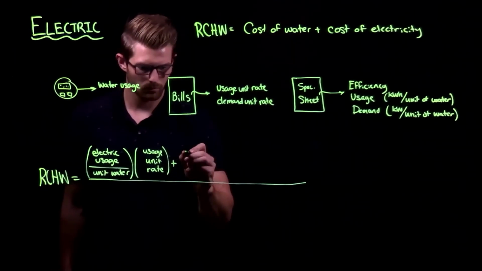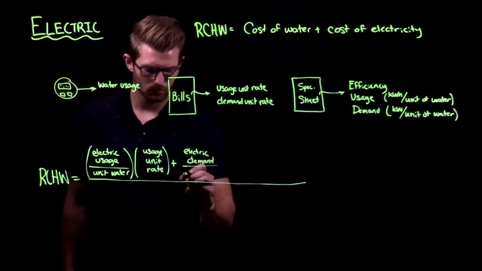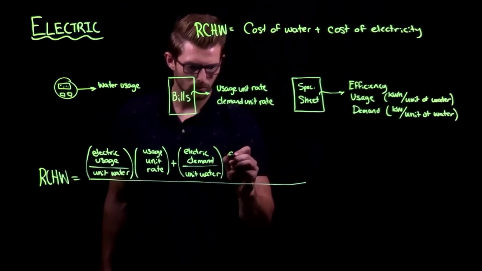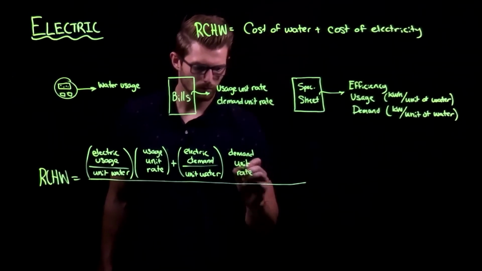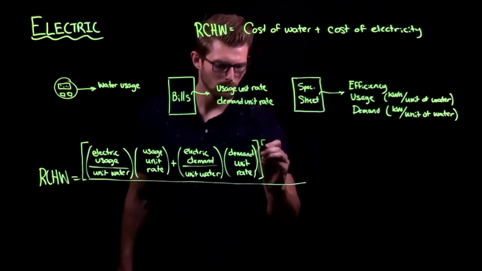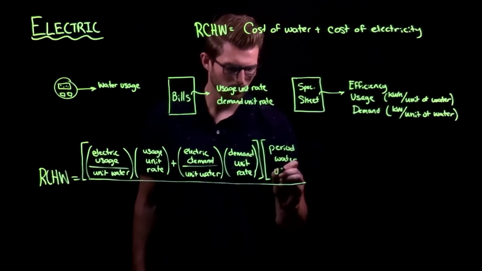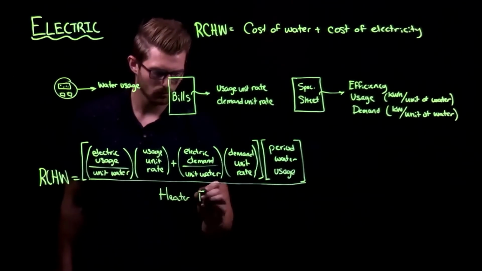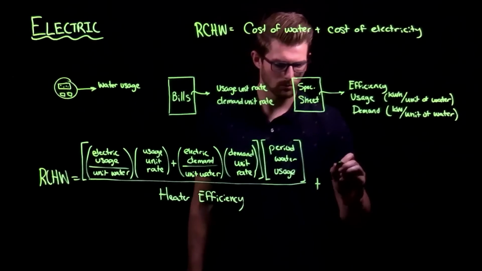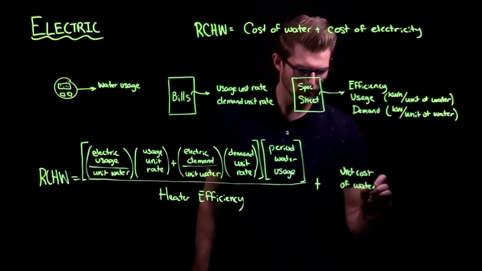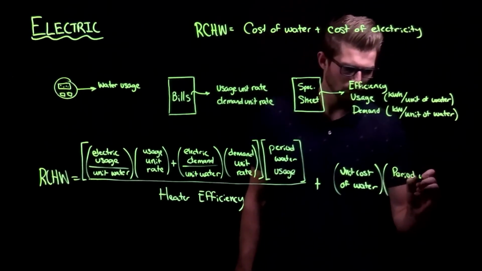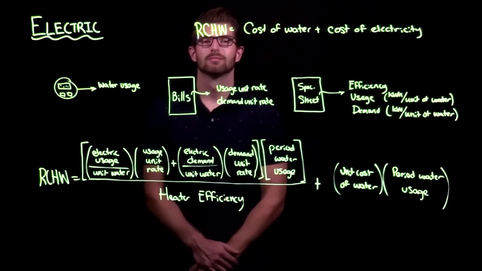For this case, the relative cost of hot water is equal to the usage ratio times the unit rate plus the demand ratio times the unit rate. Both of these are multiplied by the water usage, and the entire numerator is divided by heater efficiency. The last step is to add the initial cost of water, which is just the unit rate multiplied by usage. Be careful to use consistent units throughout.